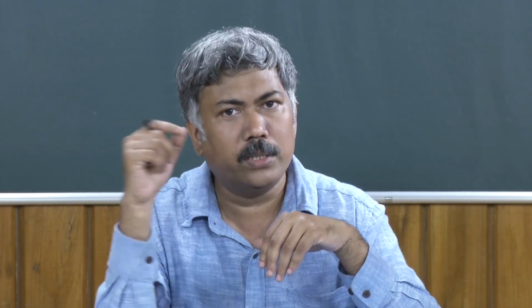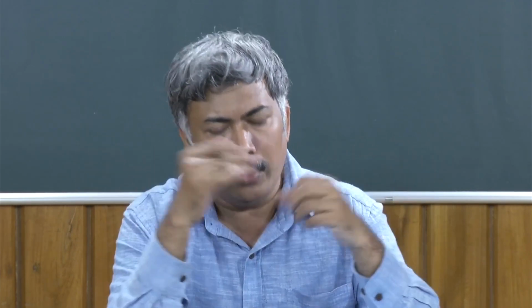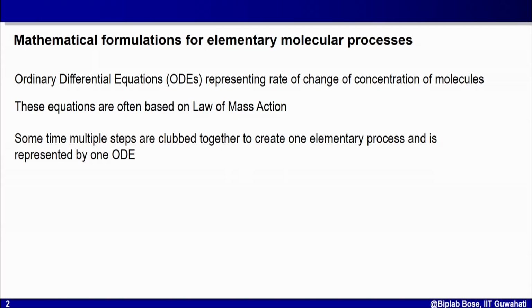So if I have to create a mathematical model for a large molecular network in controlling certain biological process, I have to know how to write down the ordinary differential equations for each of these elementary processes so that I can club them together to create a larger model. So in this lecture, we will start discussing about that. Before we jump in, you have to remember that there are certain key issues in this. So let us look into the key issues in mathematical formulation for elementary molecular processes.